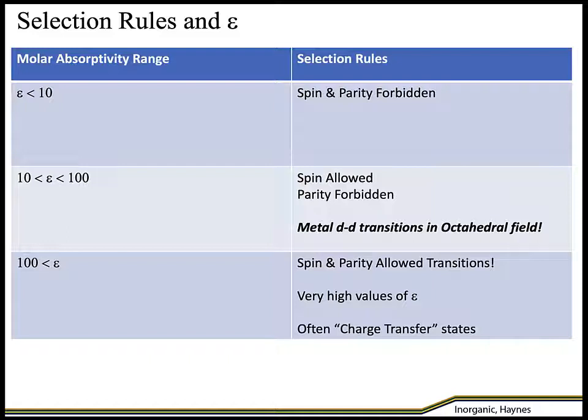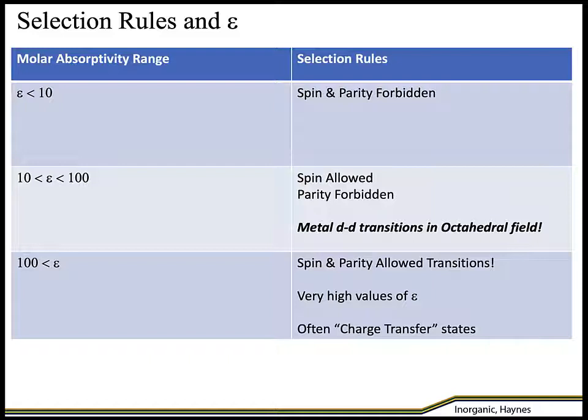Our second case that we could look at is if epsilon is between 10 and about 100, maybe slightly above 100. These transitions are generally spin allowed, so it would mean a singlet to a singlet type transition, while also being parity forbidden, so a G to G or U to U. This is the range that we look at for our metal transitions in our octahedral field. Again, if we follow that spin selection rule and we end up with a singlet going to a singlet, or whatever that spin state might be, no matter what, it's going to be a parity forbidden transition for an octahedral complex when we look at that T2G to EG set.